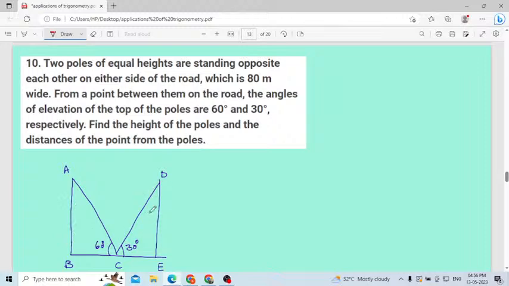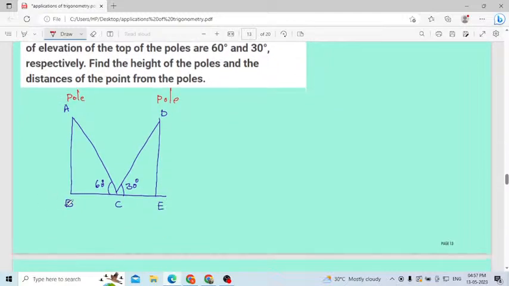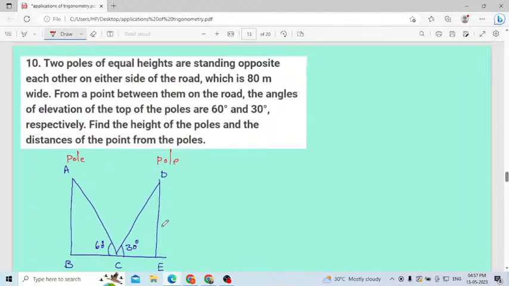Here you can consider two poles. This is pole 1, this is pole 2. The height of the poles will be equal. Equal means AB will be equal to DE. They are standing opposite to each other on either side of the road, which is 80 meter wide. The distance between the two poles is given here, that is 80 meter. From here to here is 80 meter.